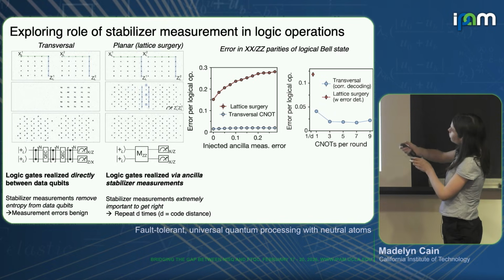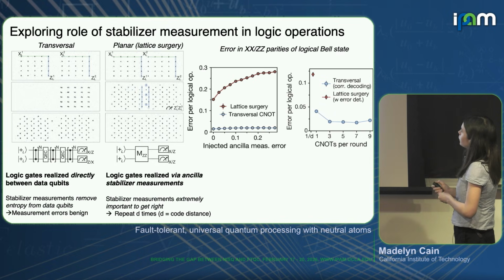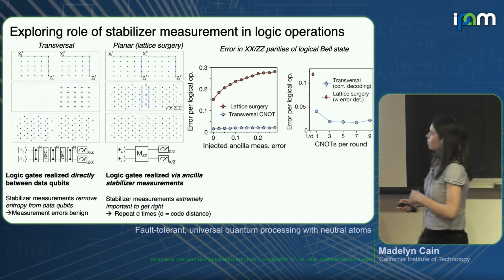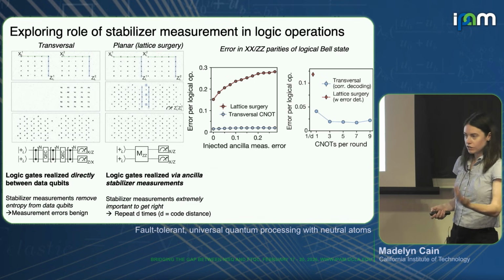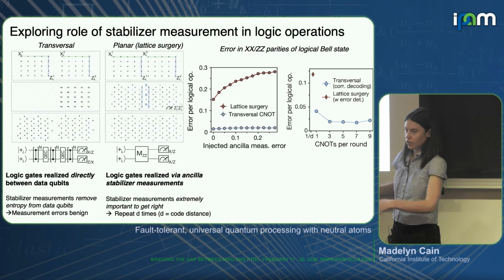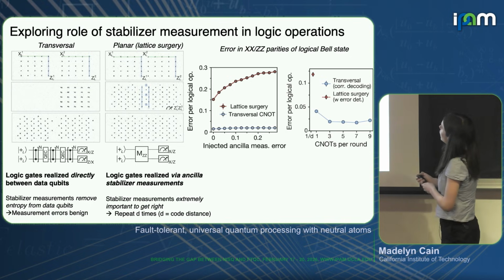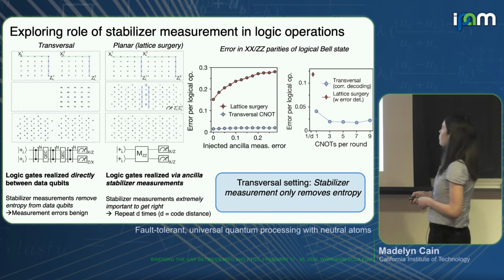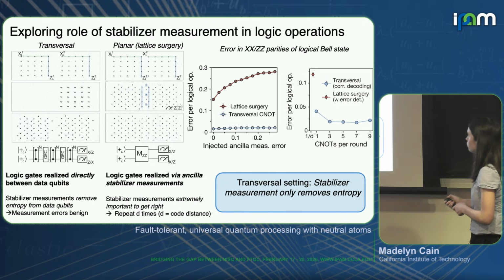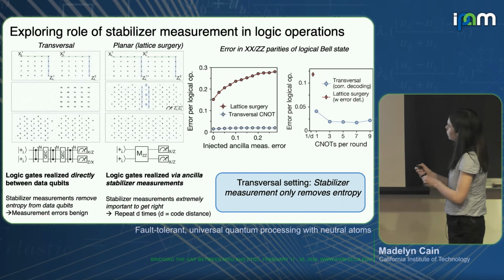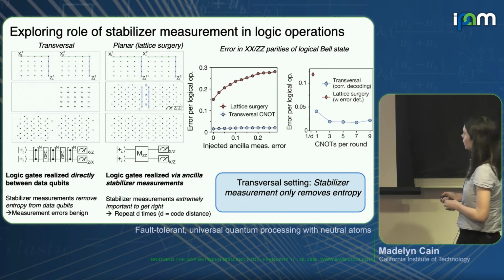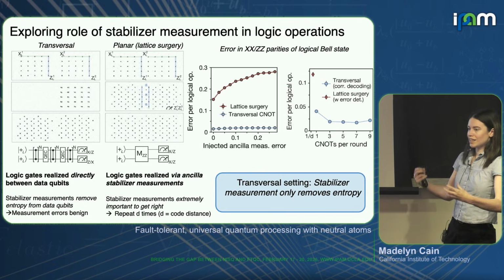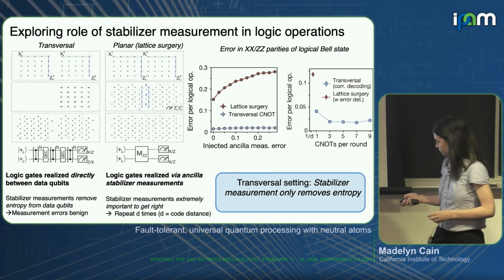So here I show the error per logical operation in the transversal setting as we do more and more C-naughts per round of error correction. Here, we're not even measuring our stabilizers after each gate. We're doing multiple logic gates before we measure our stabilizers. And I'm plotting here the resulting error per logical operation. What we see is that because stabilizer measurements here are only to remove entropy, you can do many logic gates before you even measure your stabilizers. And this is because as long as you're not generating too many errors during a gate, you don't need to check for errors every time you do a gate.